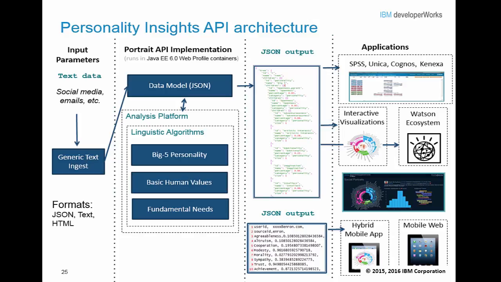Second is the Visualize API that accepts the output generated by Portrait API and produces a visualization of that portrait. The output can be explored with Visualize API on mobile devices, or it can be imported into enterprise systems such as IBM Unica or other visual analytical tools.